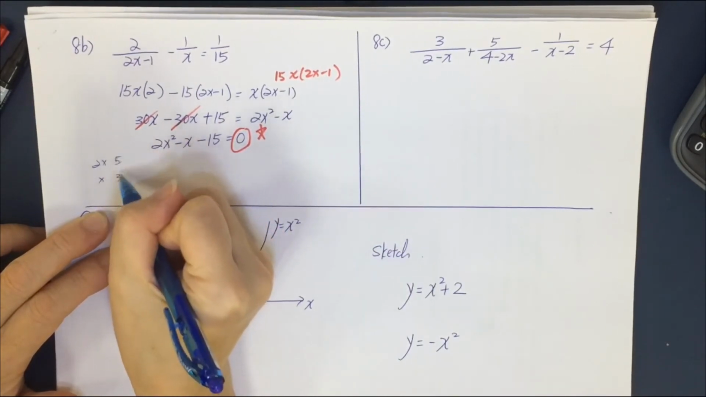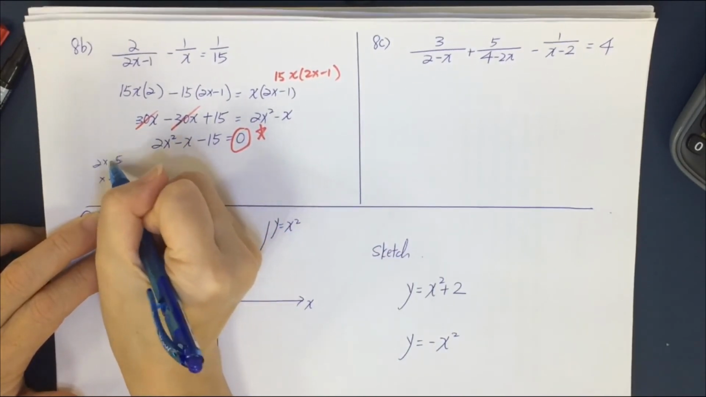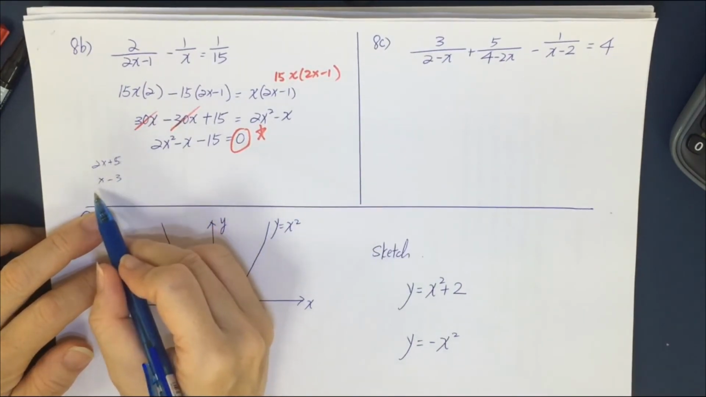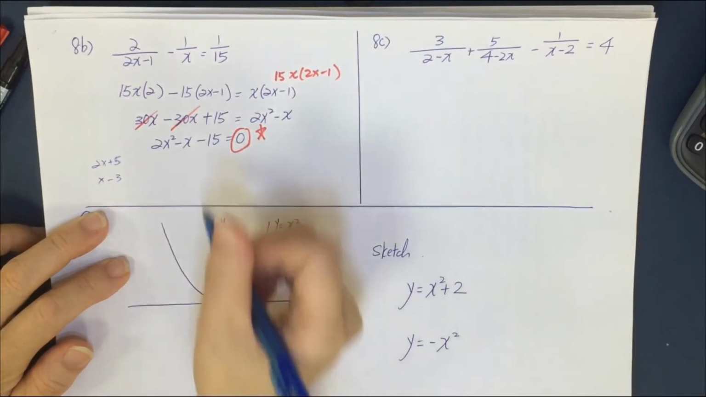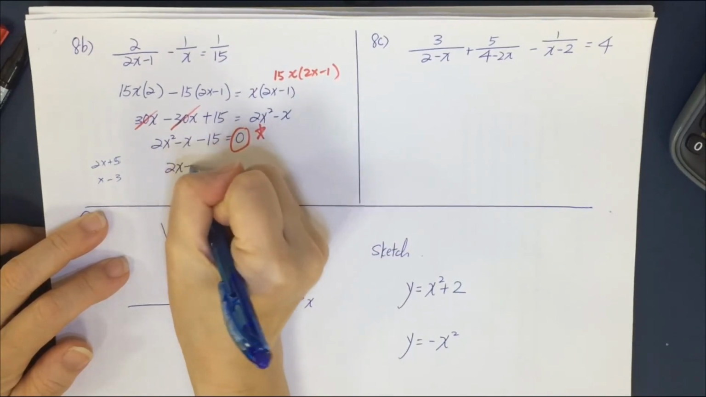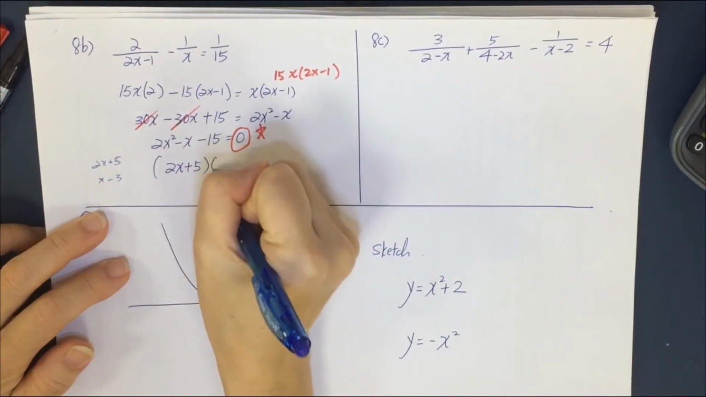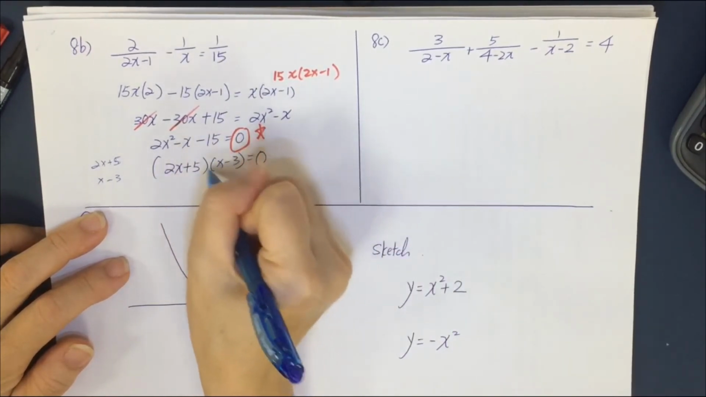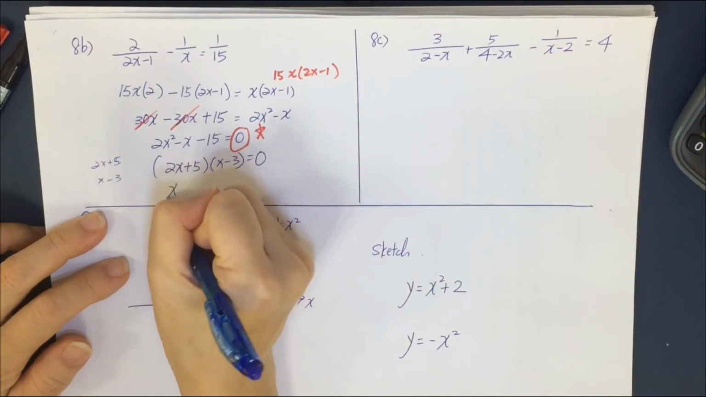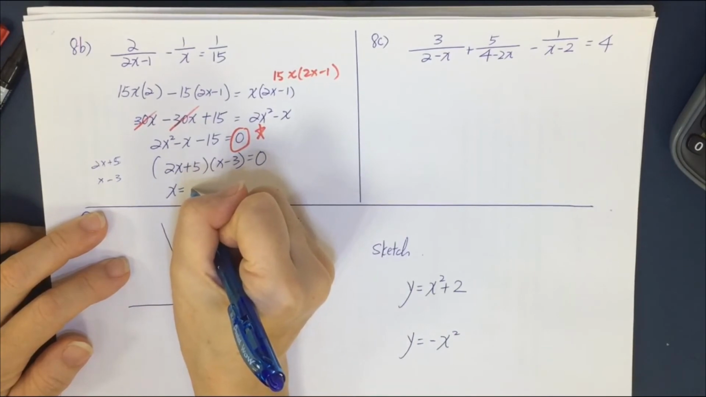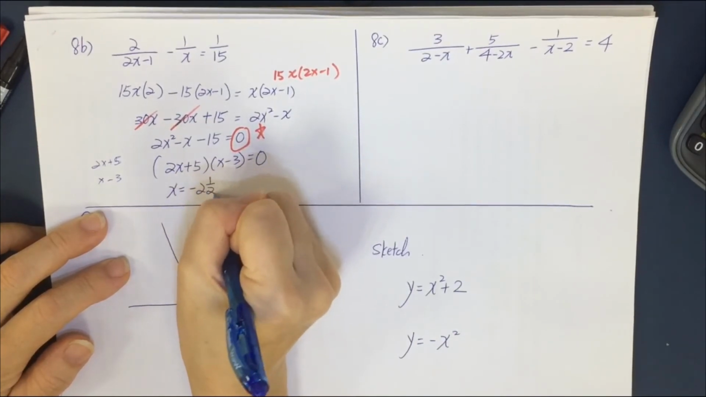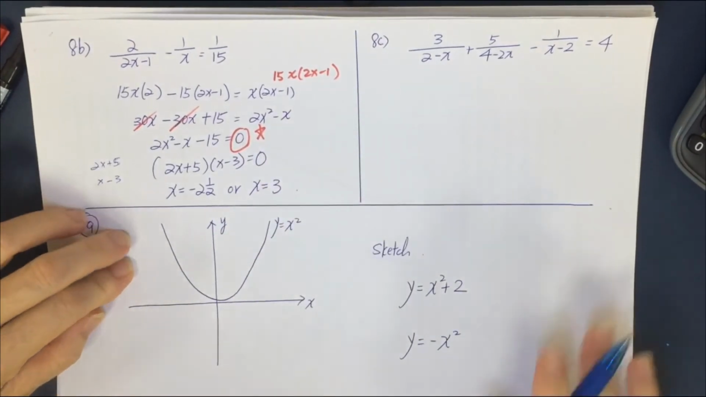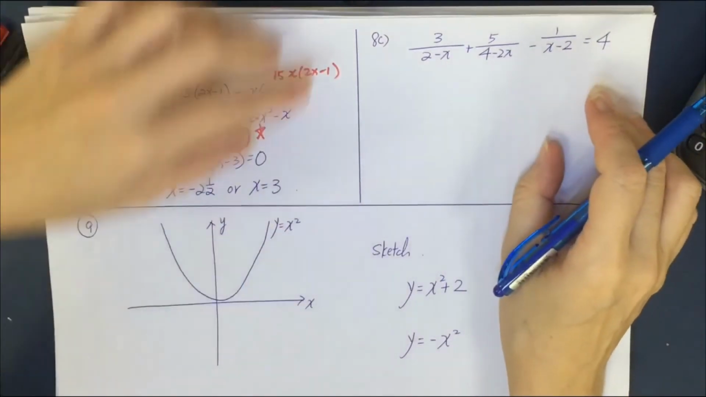If I get 5 and 3, I put a negative here, a positive here. So I'm getting negative 6x plus 5x is negative x. So here I have 2x plus 5 times x minus 3 is 0. So either this is 0 or this is 0. Okay, I'm quite cramped here, so I will just get my answer straight away. So x is equal to 3. Okay, next one. Second last one.